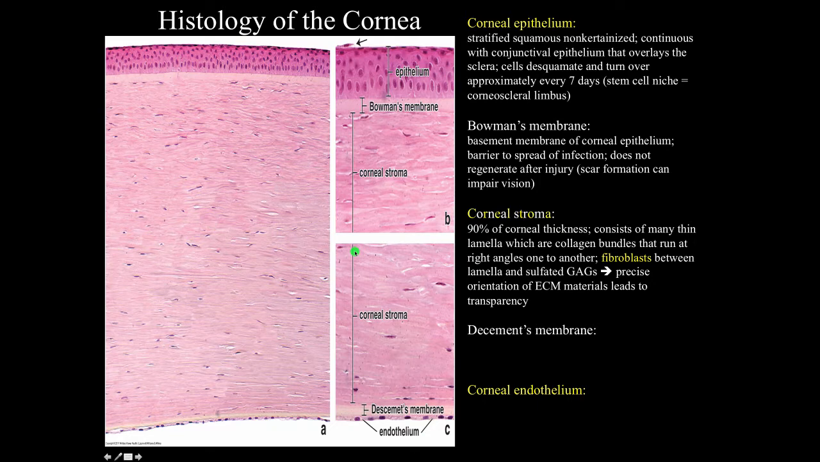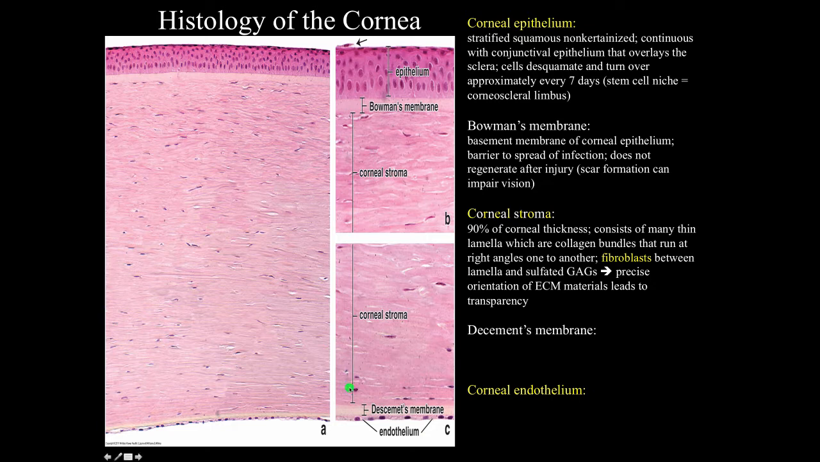So the fibroblasts are cellular, and the extracellular matrix material, of course, is non-cellular. So the extracellular matrix material in the corneal stroma are essentially bundles of collagen and sulfated glycosaminoglycans. And you'll come to appreciate these collagen bundles run at right angles to each other in a very precise orientation. That's why the cornea is transparent.